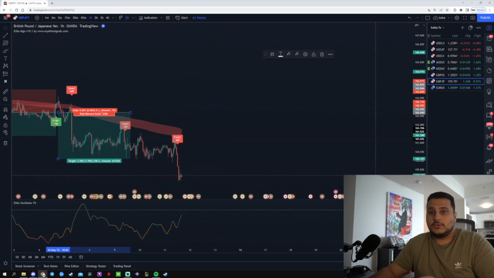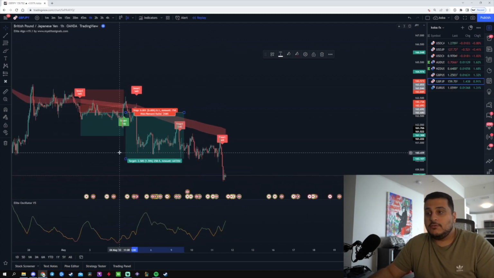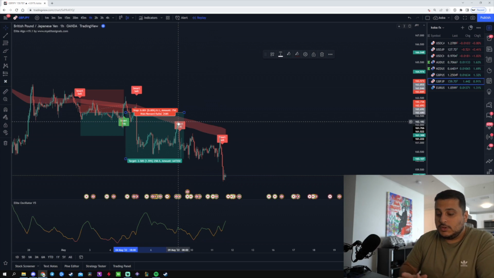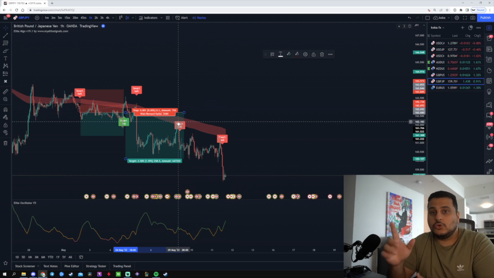It's that simple. So we stayed in the trade even though we were getting a buy signal here, a sell signal there, a sell signal there. Once we're in a trade, we want to stay until our take profit or our stop loss is hit. This is very important. Okay, let me show you guys just one more shorting example.